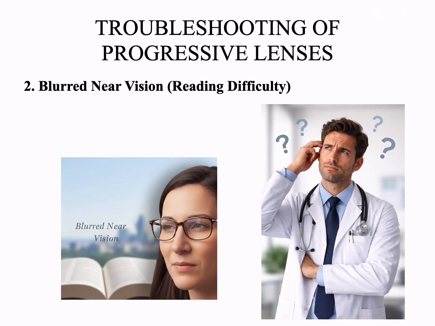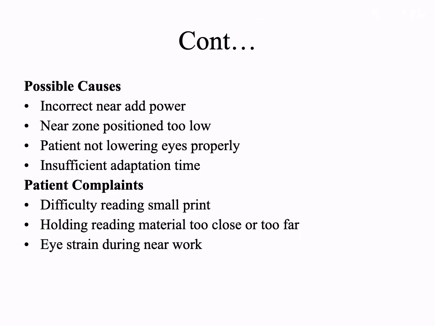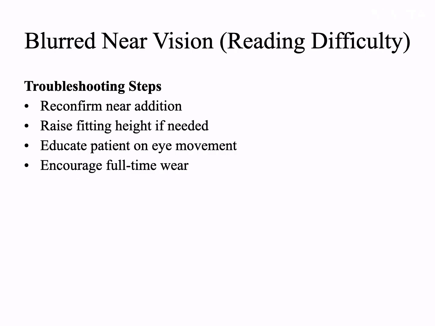Number 2, blurred near vision, reading difficulty. What could be the possible causes? Incorrect near eye power, near zone position too low, patient not lowering the eyes properly, and insufficient adaptation time. And what can be the patient complaints? Difficulty reading small print, holding the reading material too close or too far, and eye strain during near work. And what will be the troubleshooting steps? Reconfirm the near add, raise fitting height if needed, educate the patient on eye movement, and encourage full-time wear.